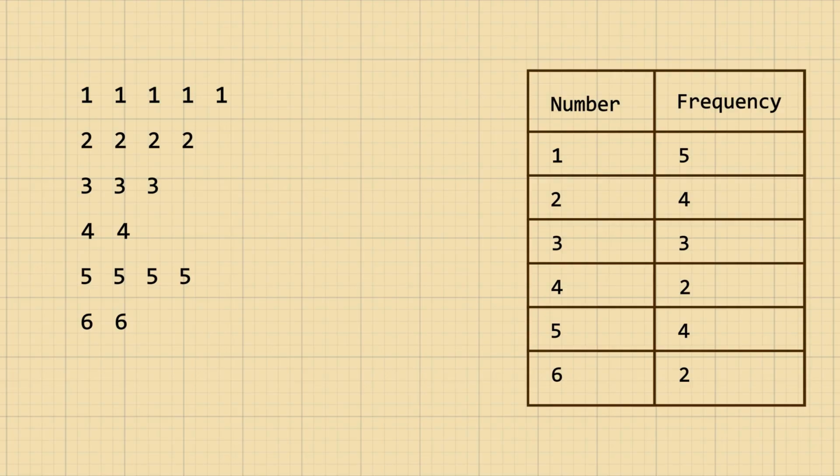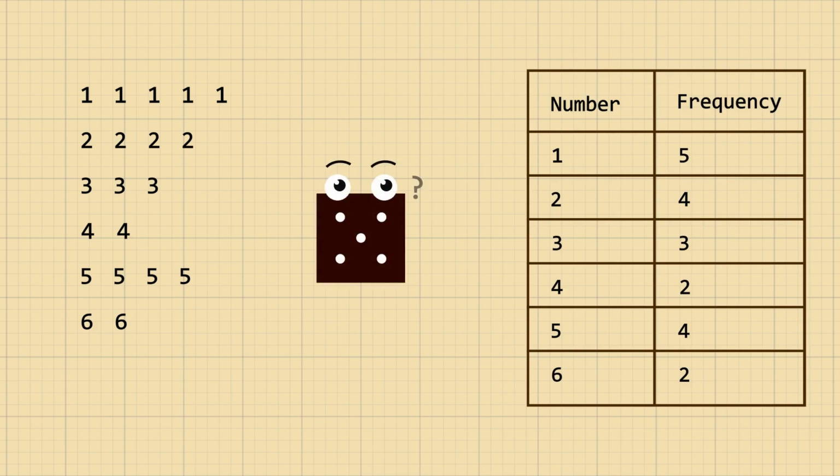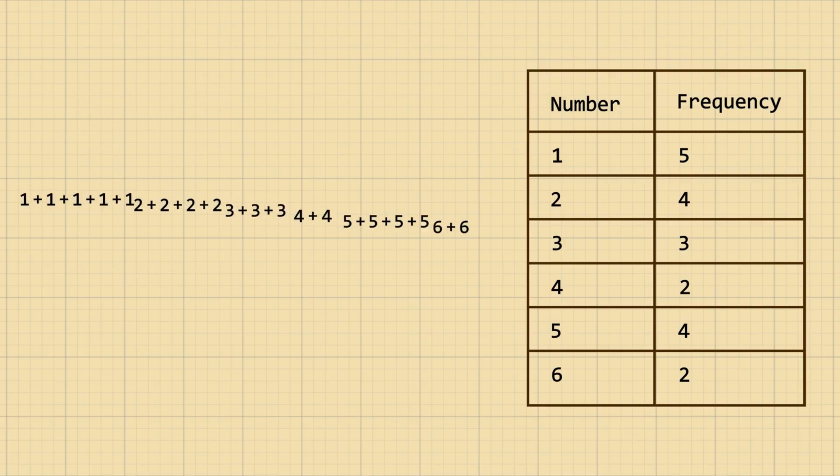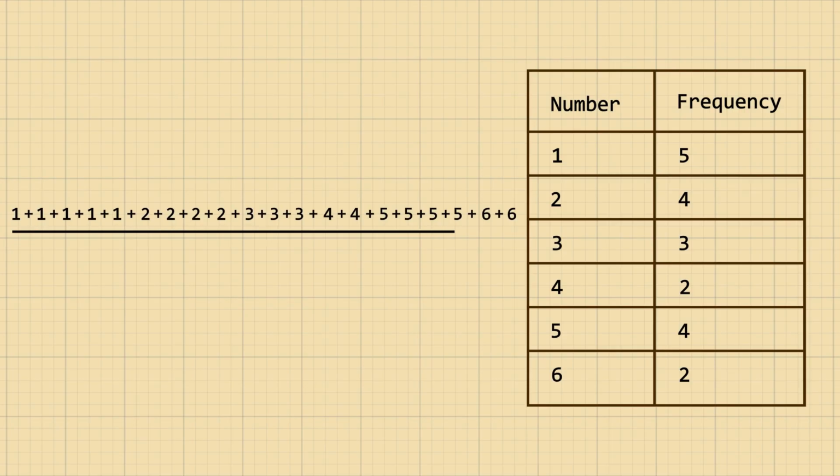Once I recorded the information like this, a very natural question comes up. What was the average number or mean number I got from those 20 throws? We already know how to calculate the mean. We add up all the numbers we obtained and divide by the total number of throws. But instead of working out the sum individually, the frequency table allows us to calculate the total much more efficiently.